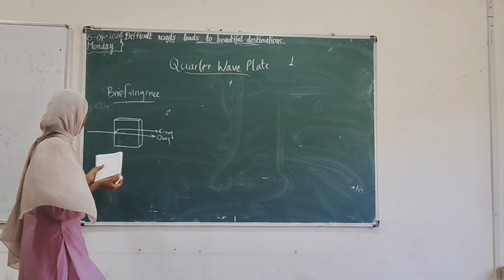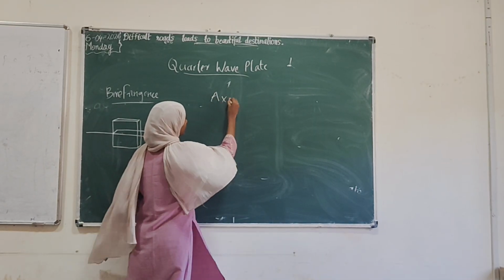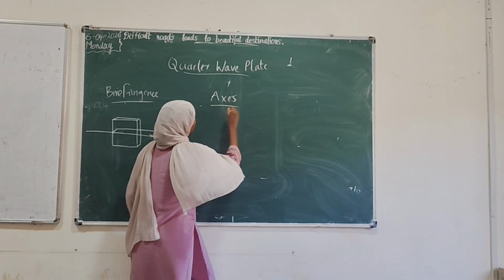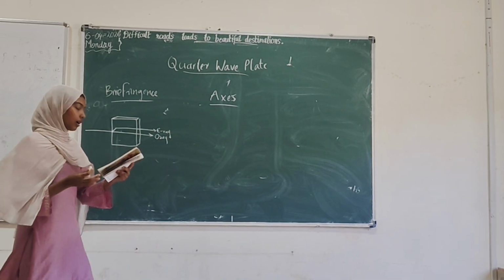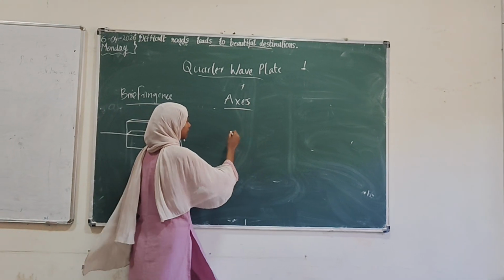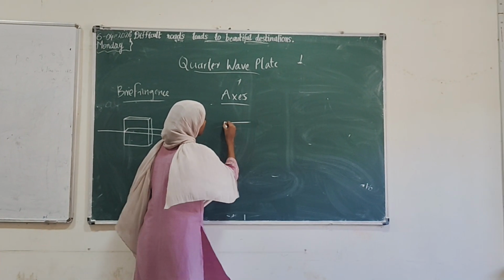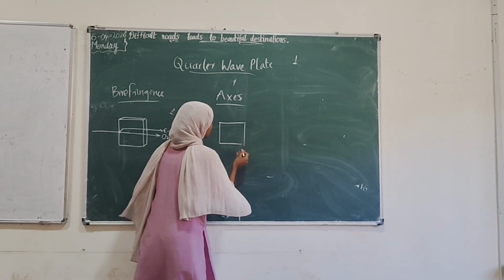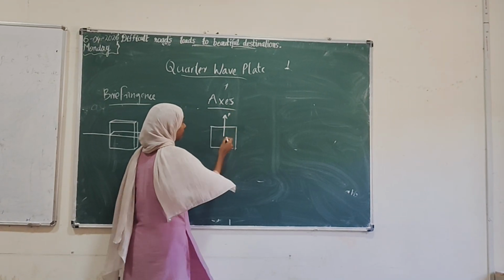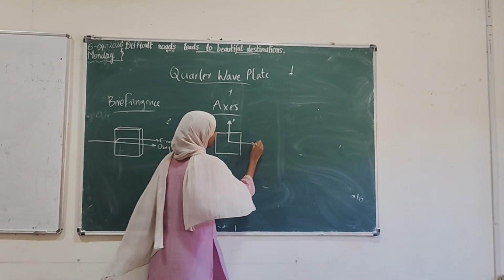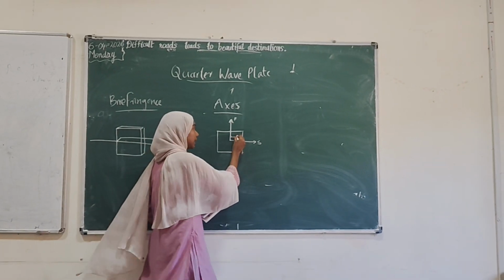And now about axes. Birefringent crystals have two special components. One is known as fast axis and the other is slow axis. So consider this as a crystal. If this is the fast axis and this is the slow axis, they make a phase difference of pi by 2, which is 90 degrees.